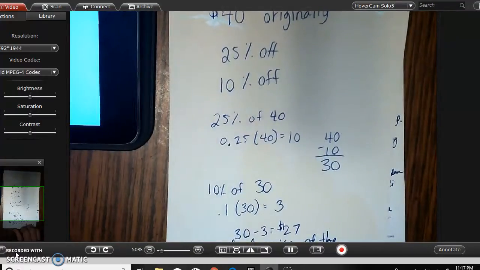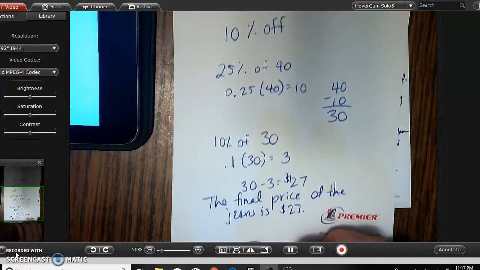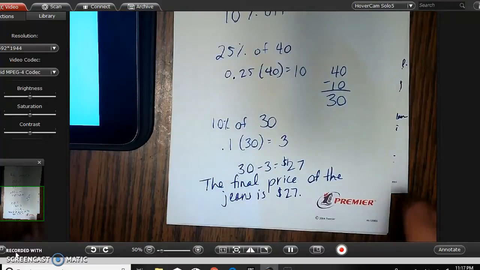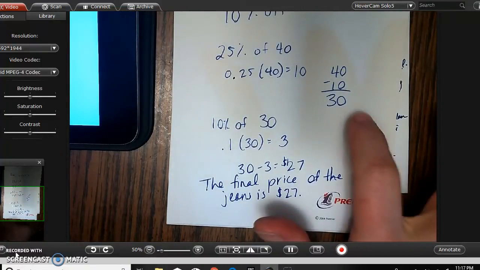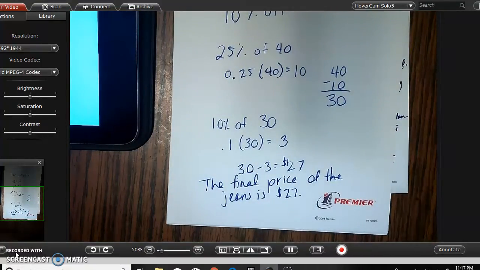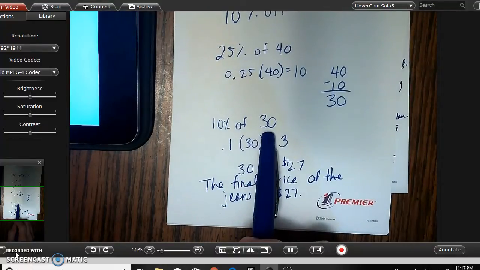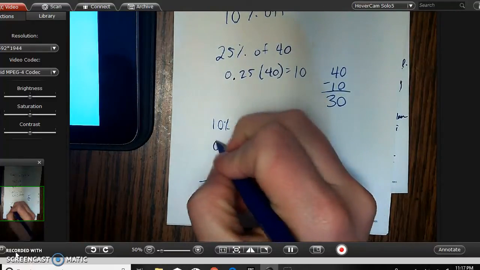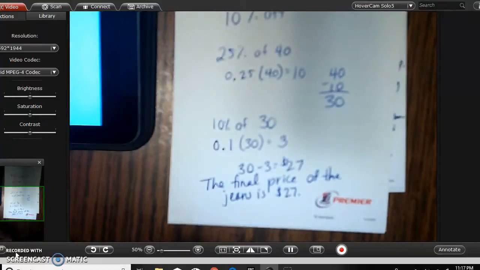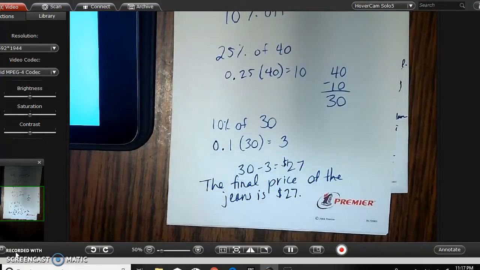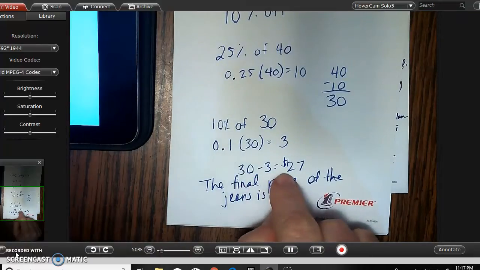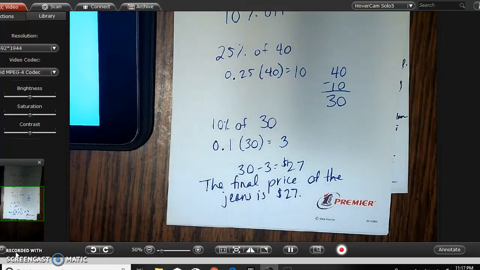Then she gets to take 10% off of the 30. So the 10% doesn't go back to the 40. It goes back to that new discounted price we have of 30. So 10% of 30, let me put a 0 in there so you can tell my decimal is 3. And you might have been able to figure that out with our nice mental math that we learned last week. And then 30 minus 3 is 27. So the final price of the jeans is $27.